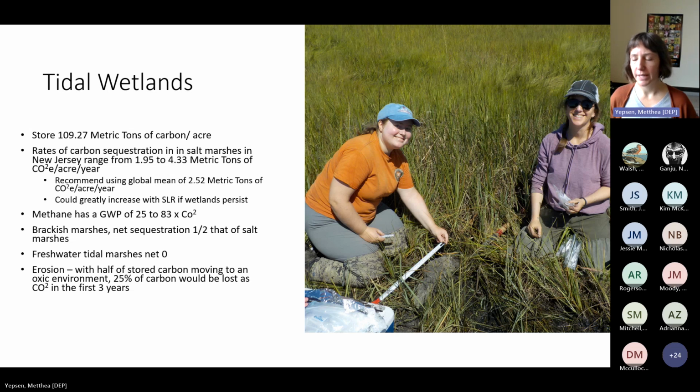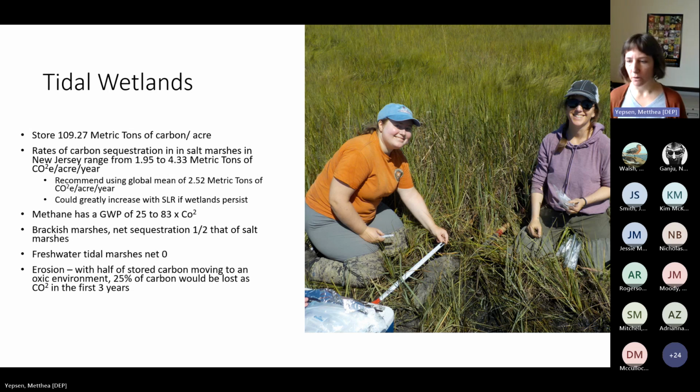In salt marshes, it's currently thought that the amount of methane that is released back into the atmosphere is relatively negligible, although new studies are suggesting that maybe that's not the case. But for right now, for the work that we're doing, the assumption is that there's very little methane released from salt marshes. In brackish marshes, between 5 and 18 parts per thousand, there is some methane that's released. And so the current factor that we're using for planning projects and evaluating projects is to think of them as having a net sequestration that's about half that of salt marshes.